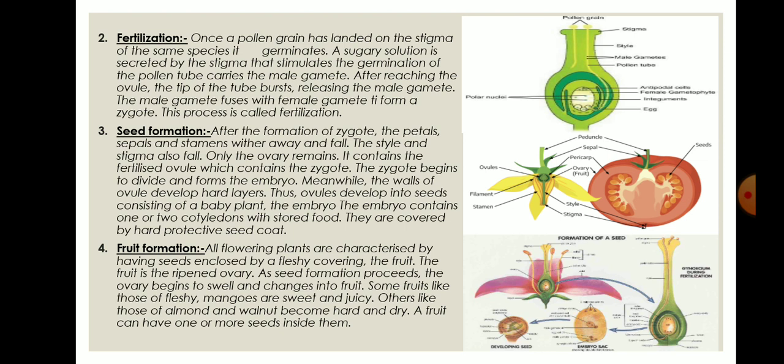Fruit formation. All flowering plants are characterized by having seeds enclosed by a fleshy covering, the fruit. The fruit is a ripened ovary. As seed formation proceeds, the ovary begins to swell and changes into fruit. Some fruits, like those of mangoes, are fleshy, sweet and juicy; others, like those of almond and walnut, become hard and dry. A fruit can have one or more seeds inside them.